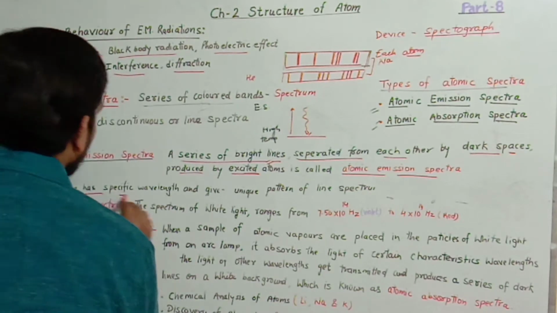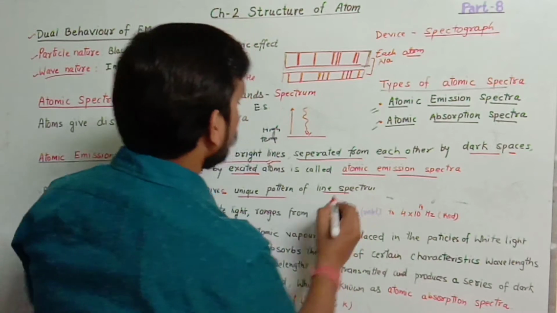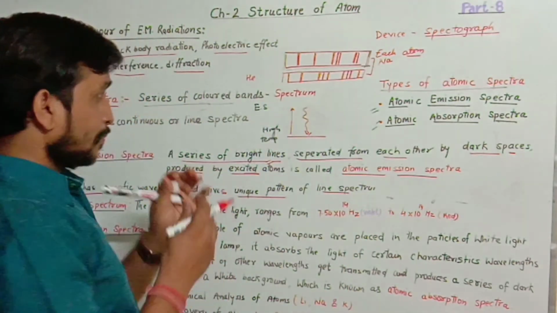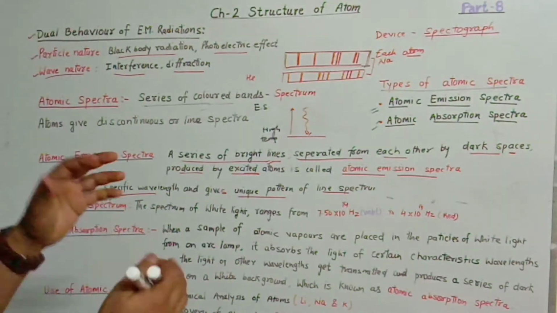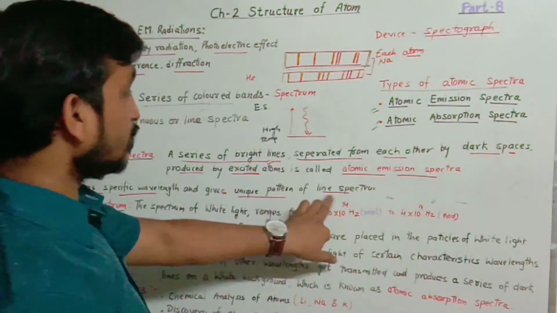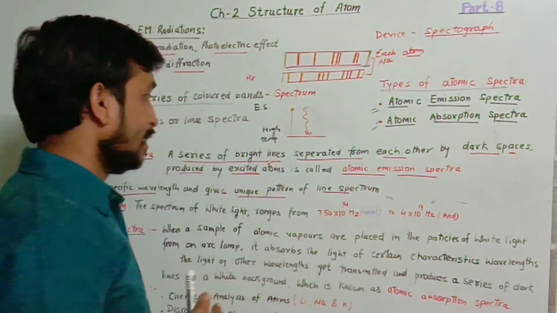Similarly, each line has a specific wavelength and gives a unique pattern of lines. Each atom will produce a characteristic wavelength. So these are the various types of spectra formed by the various atoms on strong heating.